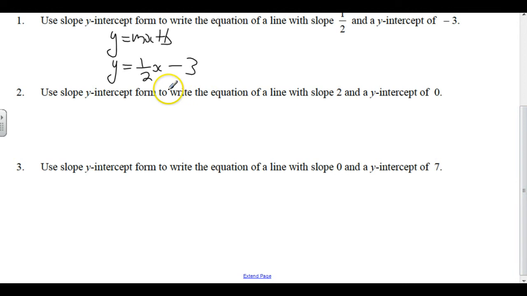Use the slope y-intercept form to write the equation of a line. Again, slope y-intercept form, right? That's a specific form. It has a formula with a slope of 2 and a y-intercept of 0. So I don't need to write plus 0. We just leave it as y equals 2x.